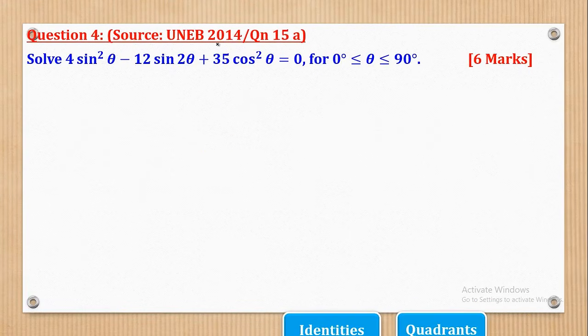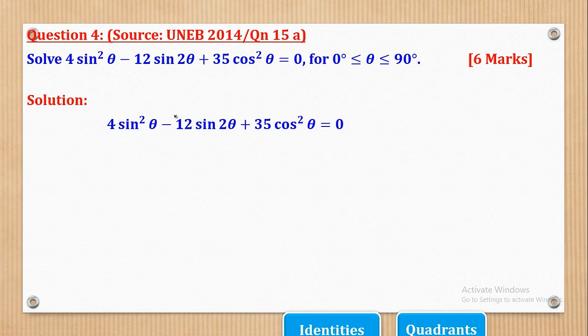Now we shall go to question 4, which came from UNEB 2014 paper 1 question 15a, and says solve this for values of theta ranging from 0 to 90 degrees. So we're going to first rewrite the given equation. Then from there we realize that here there is sine squared theta, here there is sine 2 theta, here there is cos squared theta. So what should we do?